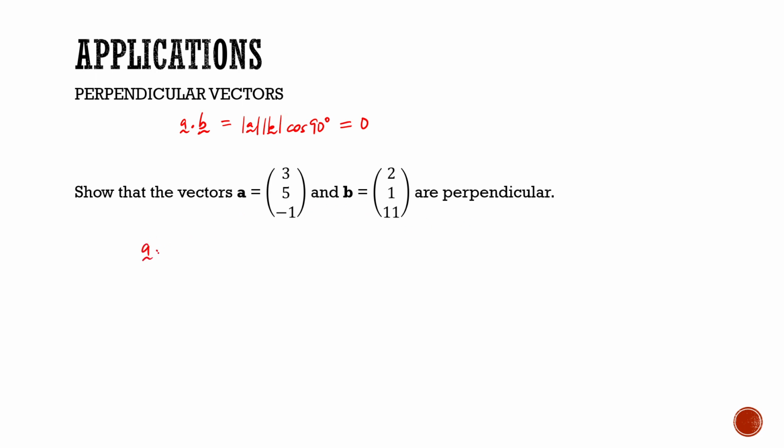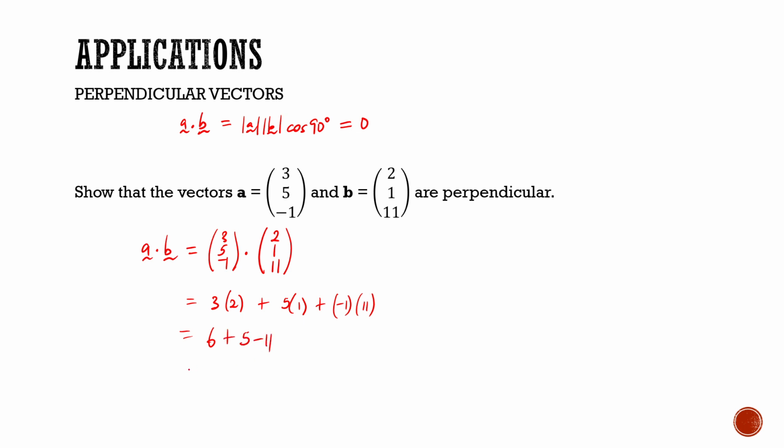So in this case we would have a dot b, which is 3, 5, negative 1, dotted with 2, 1, 11. So this is going to be 3 times 2 plus 5 times 1 plus negative 1 times 11. This gives us 6 plus 5 minus 11, which is 0. Therefore we can conclude that a and b are perpendicular since their dot product is 0.